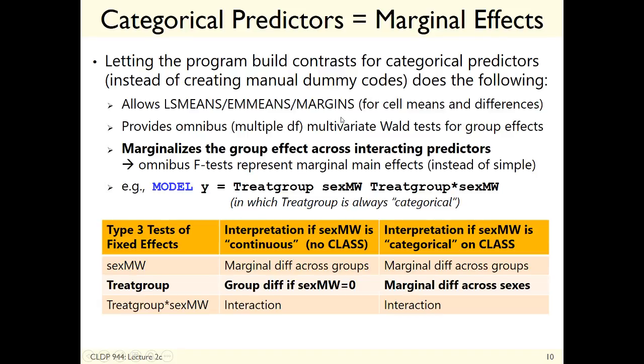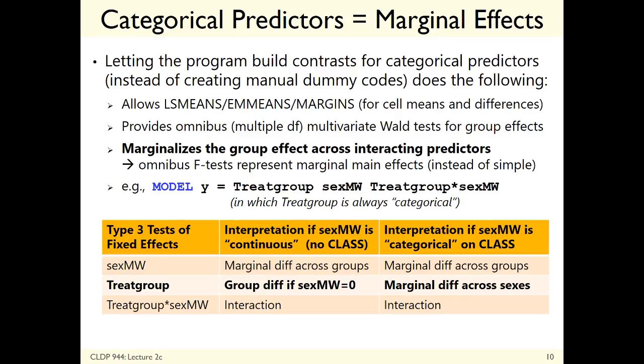So here's where it starts to get confusing. You will see different p-values for the effect of group in different sections of the output. The solution for fixed effects may or may not agree with the type 3 tests of fixed effects, and that depends on whether or not it is marginalizing across other variables in the model to create these multivariate Wald tests.